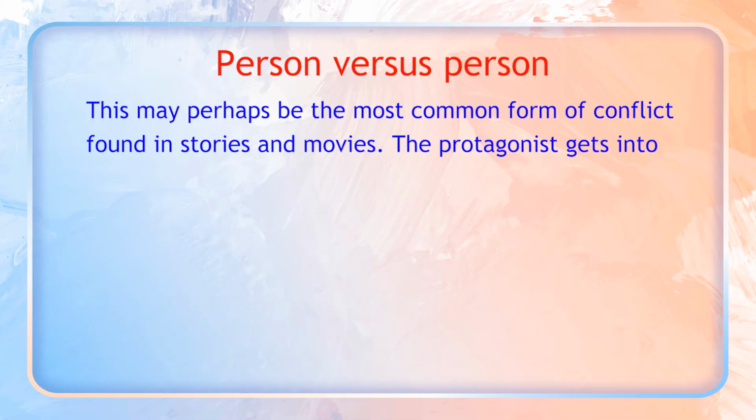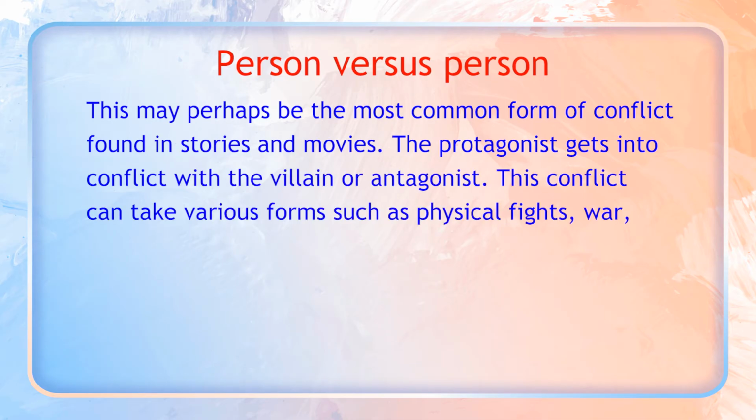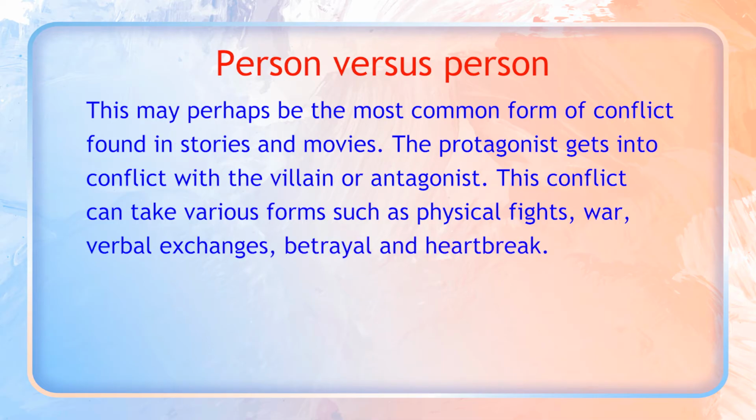Person versus person. This may perhaps be the most common form of conflict found in stories and movies. The protagonist gets into conflict with the villain or antagonist. This conflict can take various forms such as physical fights, war, verbal exchanges, betrayal, and heartbreak.